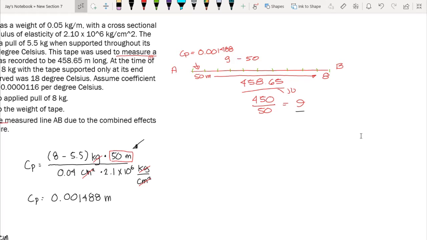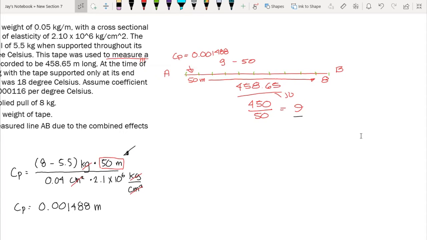So what we're going to do here is to divide the entire length into 50-meter distances, because that is all our tape can handle. In this case, we have 450 divided by 50. That is, we have 9 times. We have used the full length of our tape 9 times. So we have 9 times of the 50-meter tape.